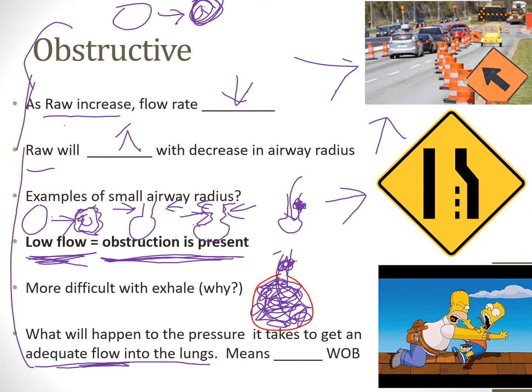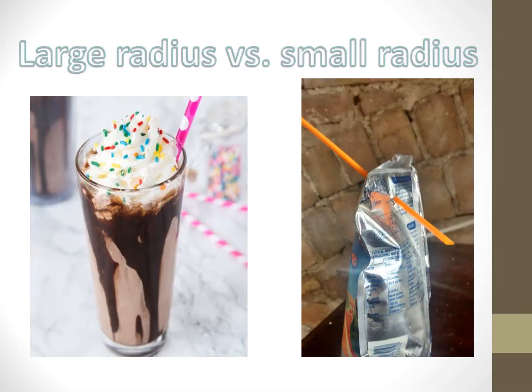So it's going to take more pressure to get an adequate amount of flow of gas into the lungs, which means you're going to work hard to breathe. It's going to increase your work of breathing. You're going to use more accessory muscles. You're going to use your diaphragm even more, which could ultimately lead to skeletal muscle fatigue. Large radius versus small radius is what we're looking at here with obstructive disorders. Just like I said before, large lumen, drinking through a straw, breathing just fine. We can move a good volume of gas or a good volume of milkshake through there.